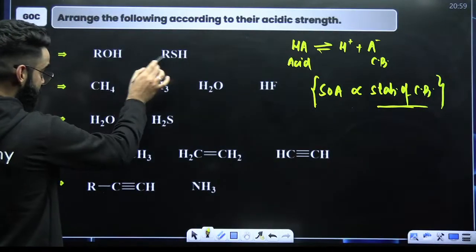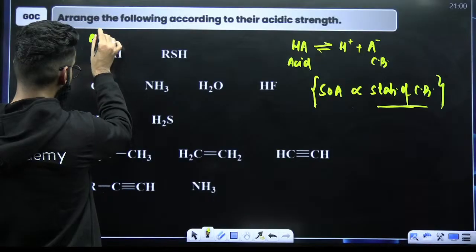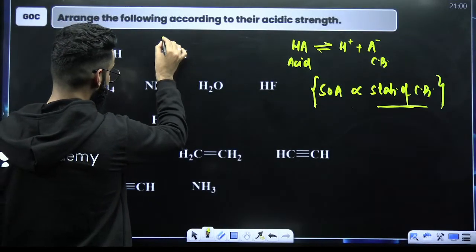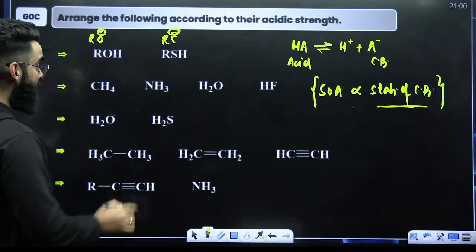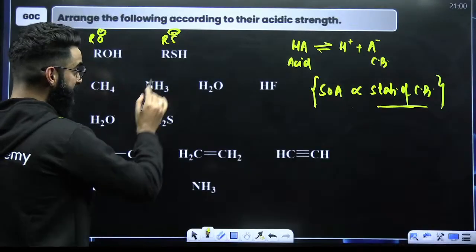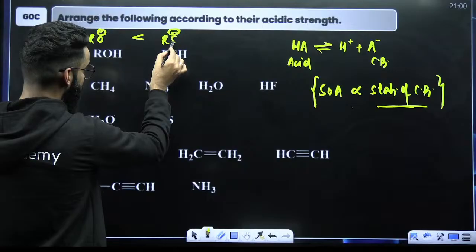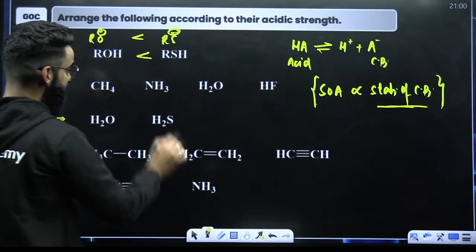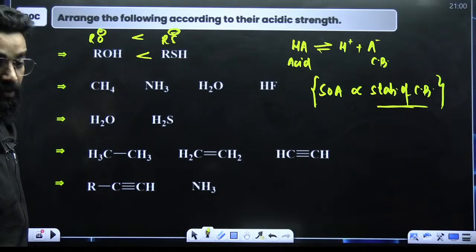So first of all, among these two, if you take H positive out, it becomes RO negative. If you take H positive out, it becomes RS negative. Perfect. So which conjugate base is more stable? Oxygen carrying negative, sulfur carrying negative. Same group, that means VCD. Size is more, VCD is less, right? So this conjugate base is more stable. More stable the conjugate base, stronger the acid. So RSH is going to be a stronger acid than ROH.